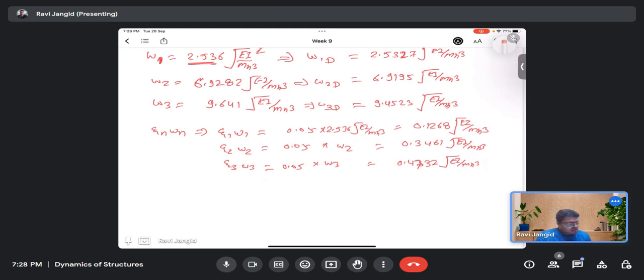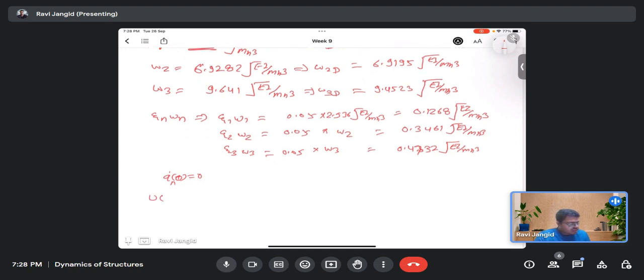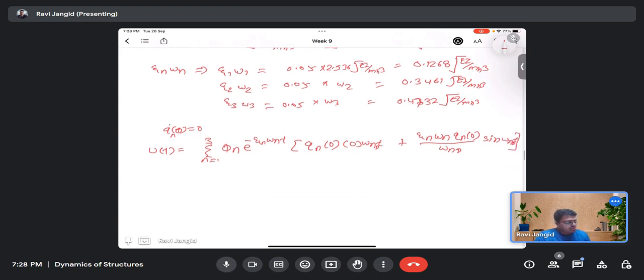As q dot 0 is 0, q1 dot 0 for all the cases, your u(t) will become the sum from n equals 1 to 3 of phi n, e raised to power minus xi n omega n t, times q n 0 cos omega n d t plus xi n omega n q n 0 by omega n d sin omega n d t. Okay, so get it one by one.